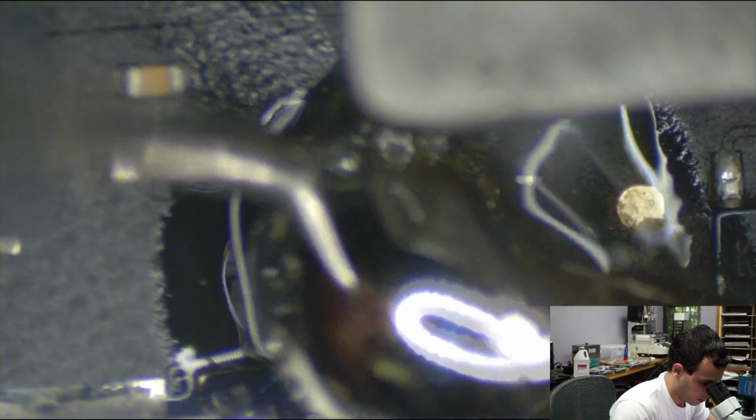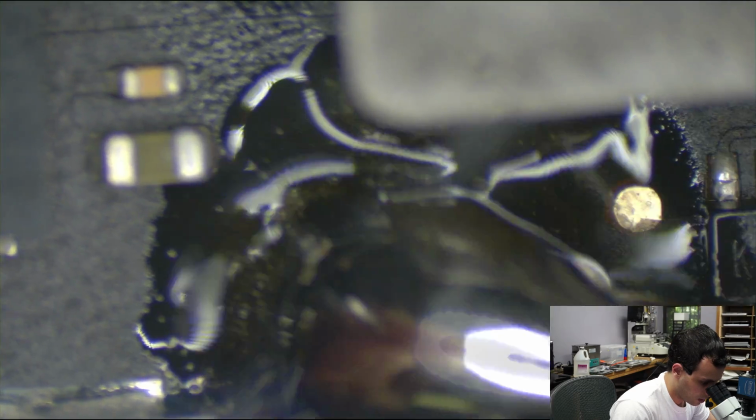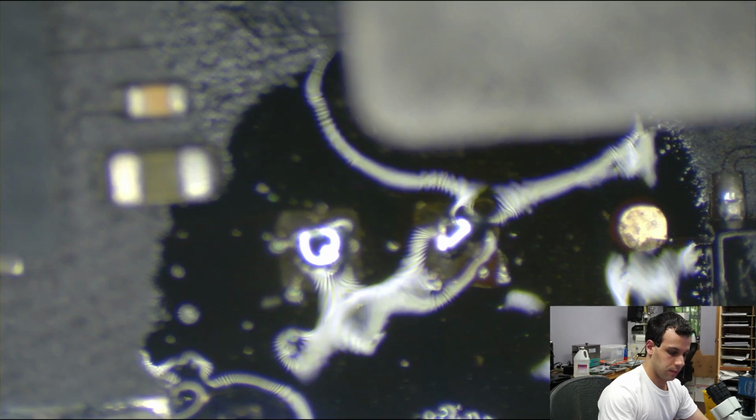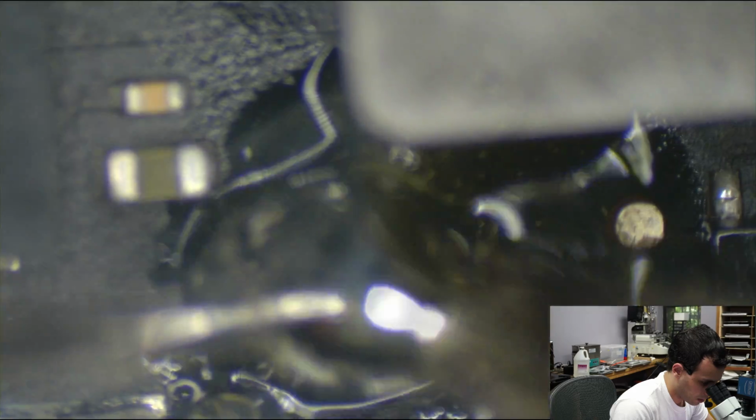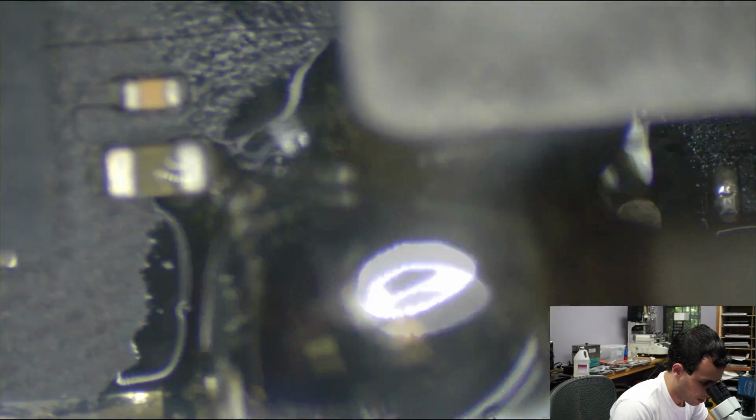The flux is going to carry away in the solder all the junk. The heat also helps. You've got the liquidus solder that's boiling, that's melting, and the flux carrying away all the crap into that big ball.